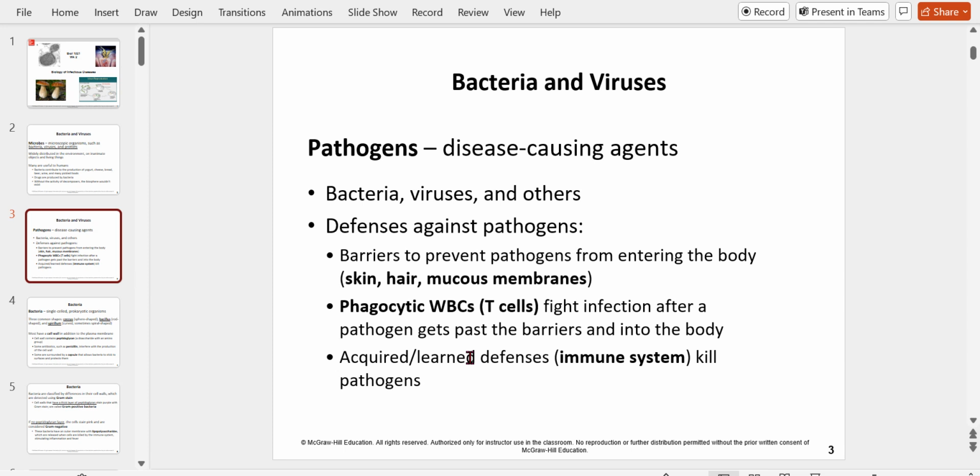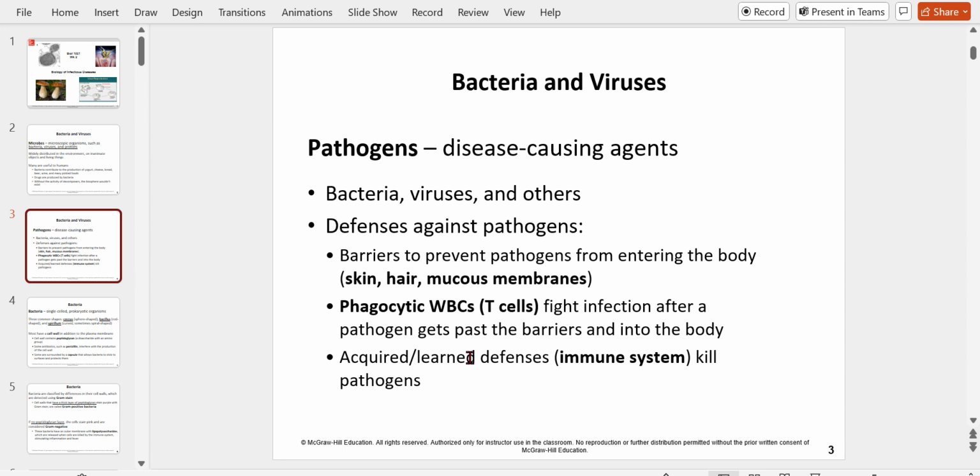Pathogen is any type of disease-causing agent. Bacteria, viruses, and others, they can be pathogens, but the majority of them are not. Defense against pathogens, we have the first, second, third line of defenses, which you'll get into next semester in Bio 1022. But the first one is a barrier to prevent pathogens from entering the body: skin, hair, mucous membranes. They don't care what microorganisms they're killing, they're just killing them. That's the first line of defense.